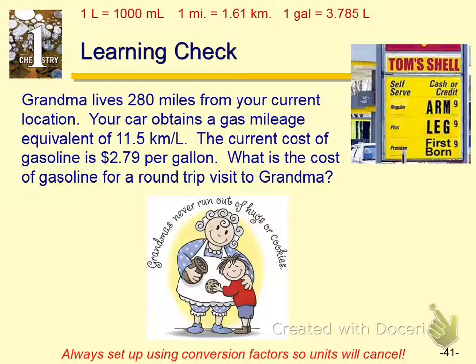Okay. So where are we going to start the problem? Where do we start? Lots of conversions. Where do we start? 280 miles. Great. 280 miles, and it's a round trip. Yes? It's a round trip.